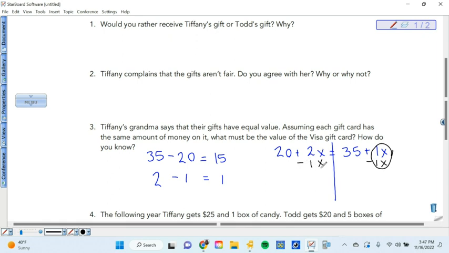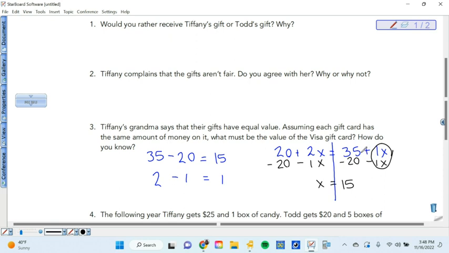So 2x minus x gives me 1x, or just x. And then, let's move the 20 over here to the 35. The opposite of adding 20 is subtracting 20. Minus 20, minus 20. So x equals 15. You could also just guess and check, right? You could just plug in numbers to find out, but that could obviously take a long time, or no time at all if you guess on the first try.